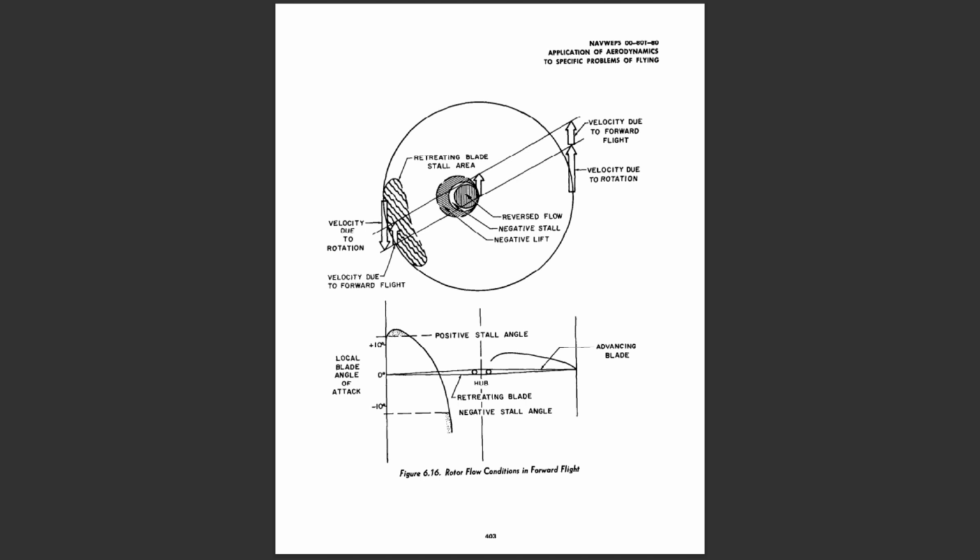Other evidence of retreating blade stall is partial or complete loss of control, or a pitch-up tendency which can be uncontrollable if the stall is severe.